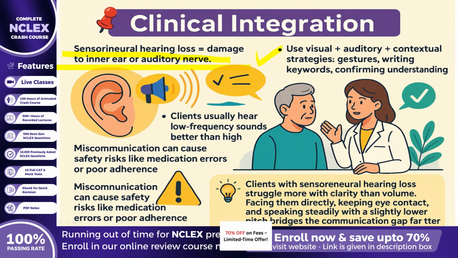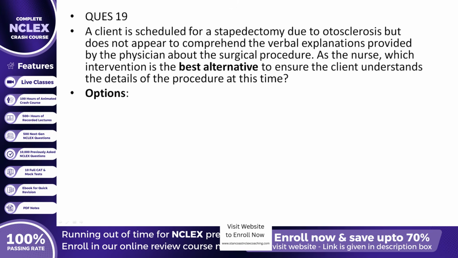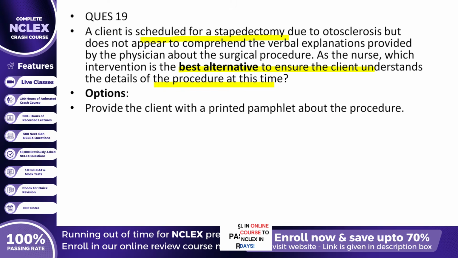To continue sharpening your NCLEX preparation, imagine this next situation. A client is scheduled for a stapedectomy due to otosclerosis, but does not seem to comprehend the verbal explanations provided by the physician about the surgical procedure. As the nurse, which intervention is the best alternative to ensure the client understands the details of the procedure at this time? Here are the options. The first option is to provide the client with a printed pamphlet about the procedure. The second option is to ask another client who has undergone a stapedectomy to speak with this client.